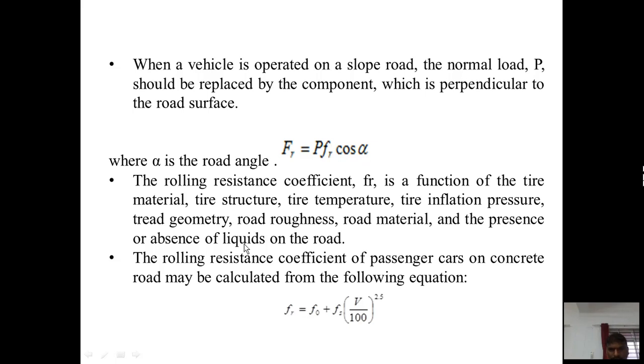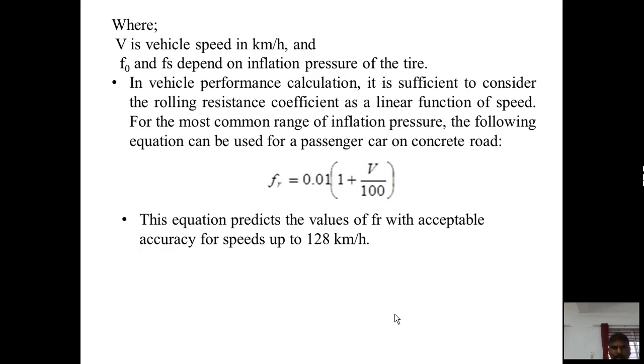The rolling resistance coefficient of a passenger car on concrete road may be calculated by f suffix r equal to f naught plus f s into V divided by 100 into 2.5, where V is the vehicle speed in km per hour and f naught and f s depend on inflation pressure of the tire.